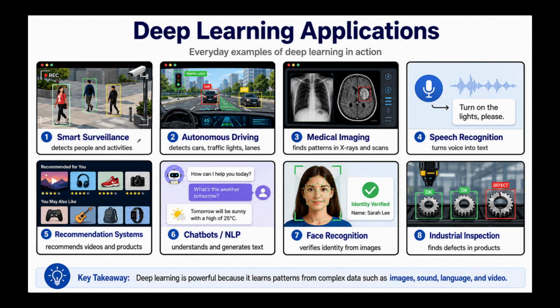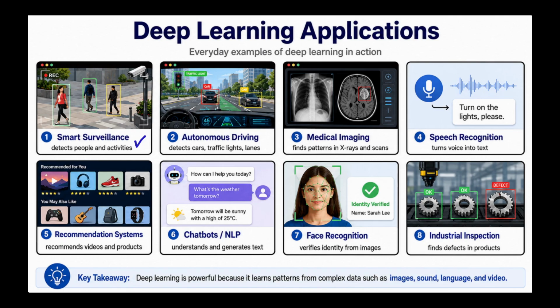First, smart surveillance. In smart surveillance, deep learning models can detect people, vehicles, unusual movements, and activities from the camera footage. For example, a camera can identify whether a person is walking, running, entering a restricted area, or standing in one place for a long time. This is useful in security systems, traffic monitoring, public safety, and smart cities.